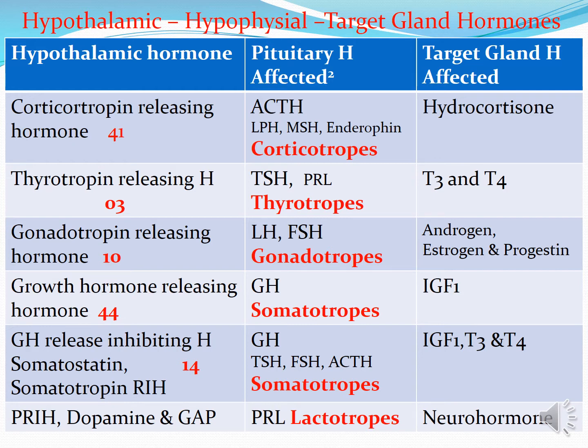The hypothalamic hormones are released in a pulsatile manner. The anterior pituitary target cells respond better to pulsatile administration of these hormones than to continuous exposure.